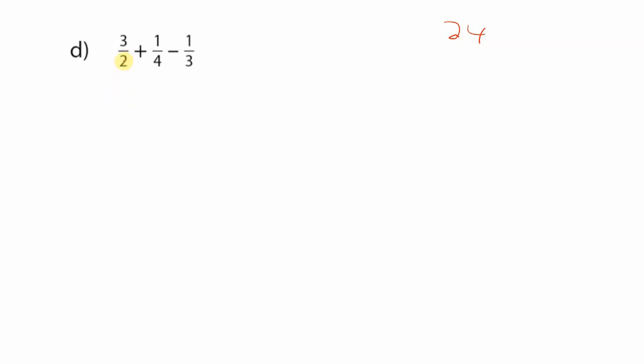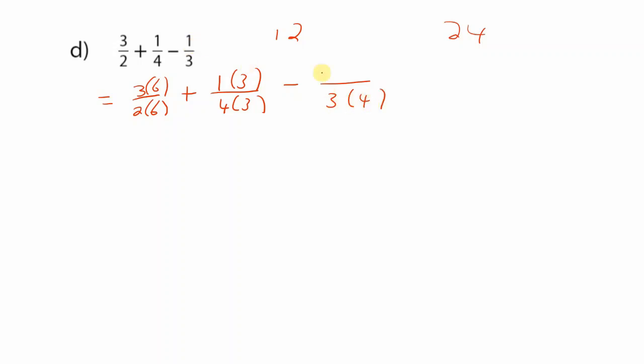So how do I get from 2 to 12? I have to multiply by 6. So at the bottom I multiply by 6. What I do to the bottom I have to do to the top. How do I get from 4 to 12? Yes, I multiply by 3. So what I do to the bottom, I have to do to the top. How do I get from 3 to 12? Yes, I have to multiply by 4. What I do to the bottom, I have to do to the top.